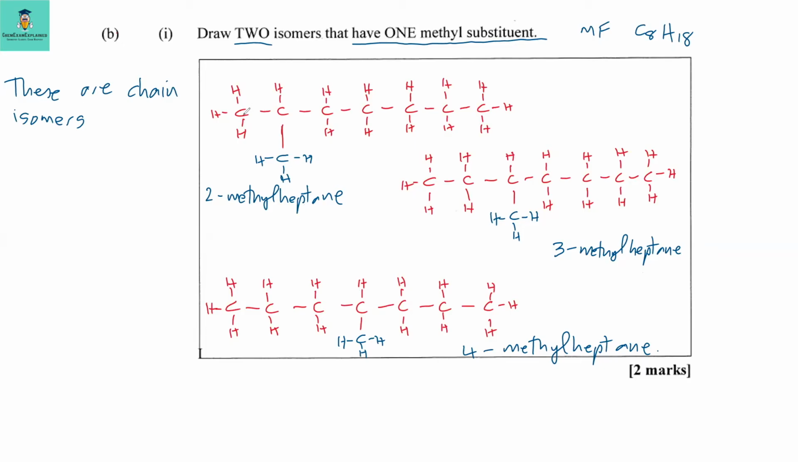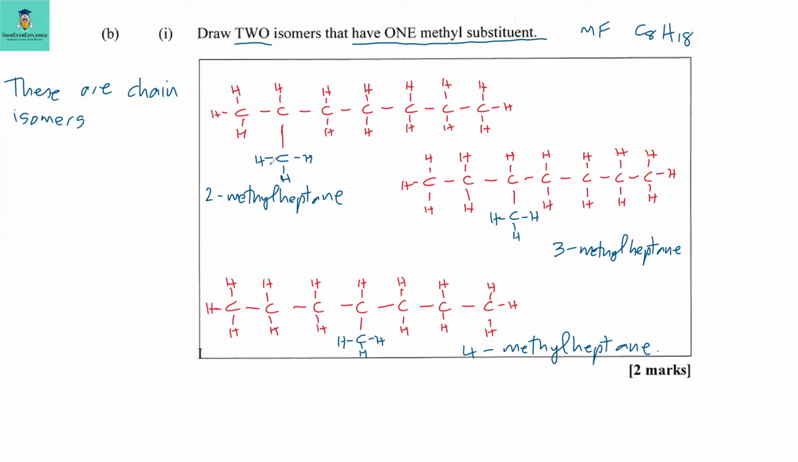So in the first one with 7, 1, 2, 3, 4, 5, 6, 7, that's my parent, and the methyl group is the branch group. So this makes our 8 carbons. And of course we have 18 hydrogen atoms. 1, 2, 3, 4, 5, 6, 7, 8, 9, 10, 11, 12, 13, 14, 15, 16, 17, 18.